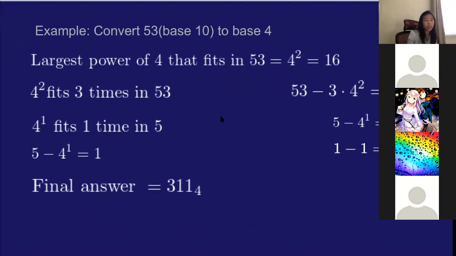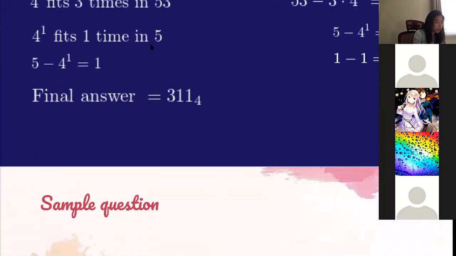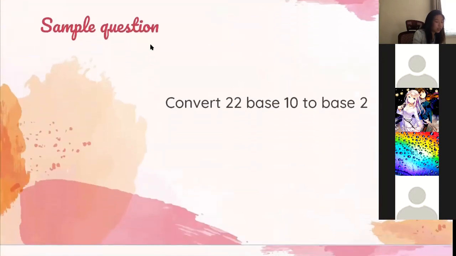Question, will this work with any number with any base? Yeah, it doesn't matter what the base is. I don't really want to go and prove it right now, since we're running out of time, but yes, it will. Okay, so we're going to convert 22 base 10 to base 2.